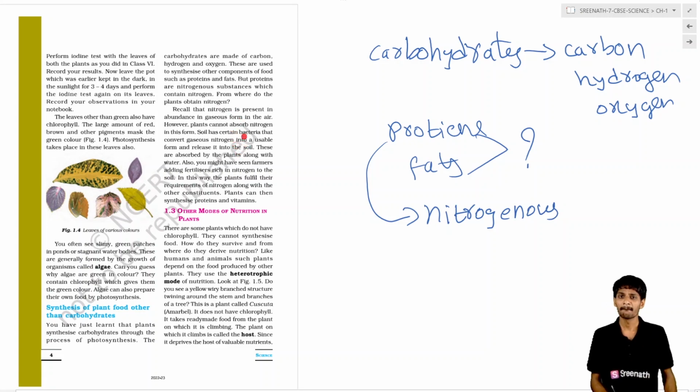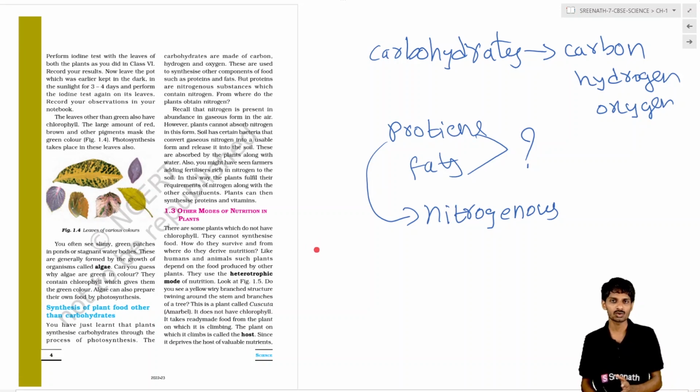Here is the way. We think there is a lot of nitrogen in the air, but plants cannot directly absorb nitrogen from the air. Plants absorb carbon dioxide directly from air, but they cannot absorb nitrogen directly from air. For that purpose, they have another alternative method. What is the alternative method?